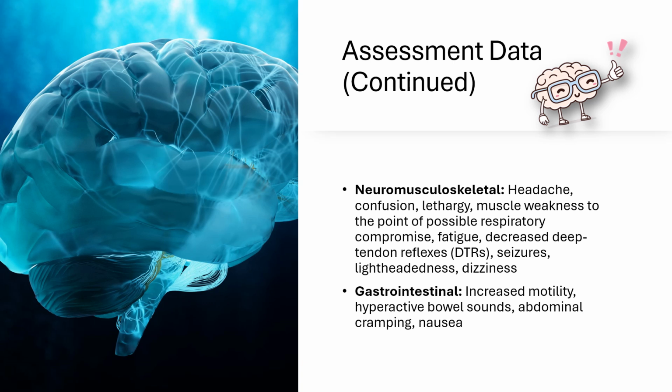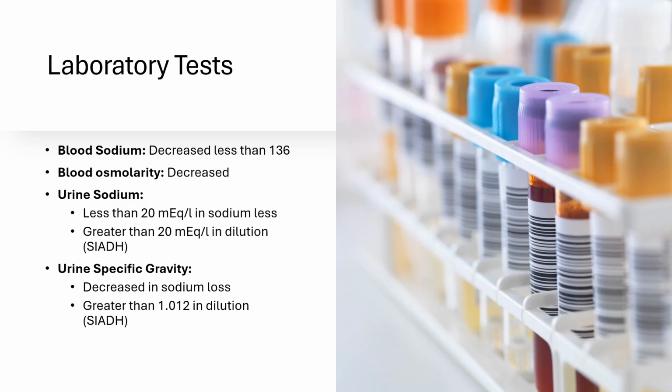Gastrointestinal: increased motility, hyperactive bowel sounds, abdominal cramping, and nausea. So these are my laboratory tests. My blood sodium is going to be decreased, less than 136. So it's going to be a lower number, and that's where we get that usual range. When we talk about these ranges, we're usually talking about the blood sodium. Blood osmolarity is also going to be decreased.